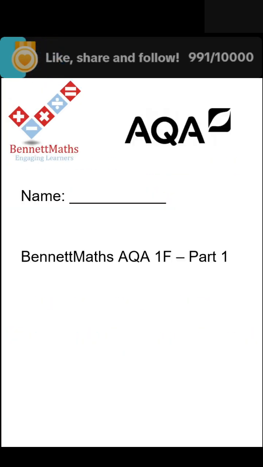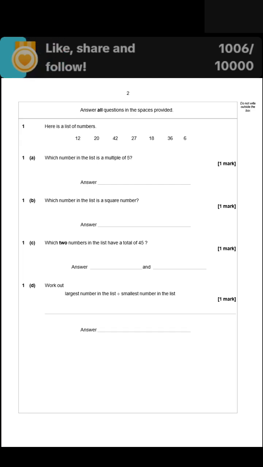Okay, so rather than me just going through the whole paper, I want to do something a little bit different tonight. I'm going to put the question on the board and give you 20 seconds in the comments to add any of the answers that you think it should be. So question 1, we've got a list of numbers. Part A, which number in the list is a multiple of 5? So again, if you think you know it, pop it in the comments.